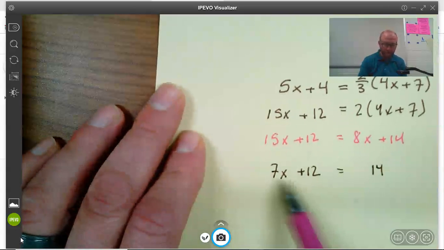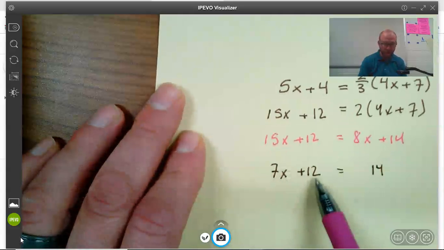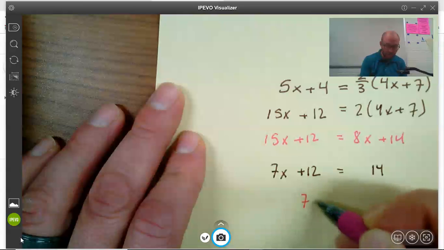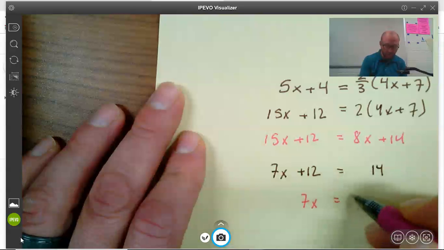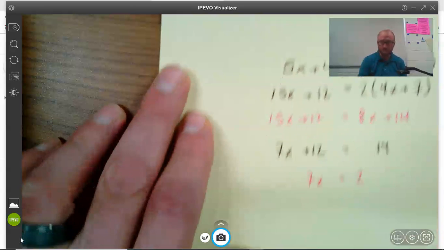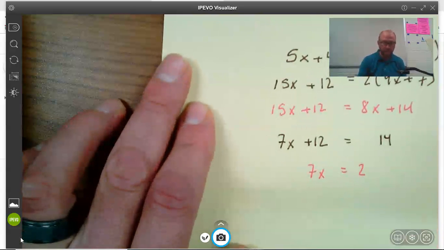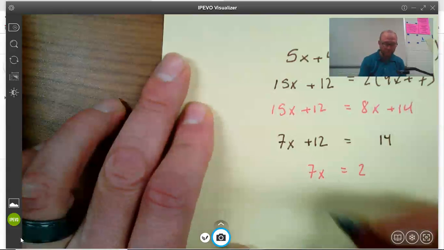Now, I need to get the 7x all by itself, so I have to get rid of this 12. So I'll subtract 12 from each side. And that gives me 7x over here. And see, 14 take away 12 is 2. And then last, we're just going to divide by 7 on each side.